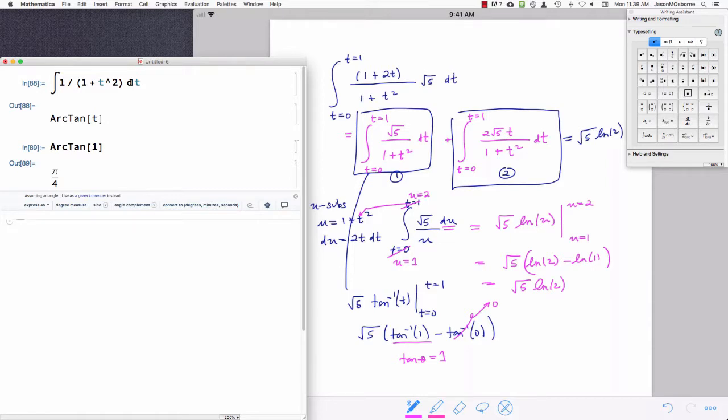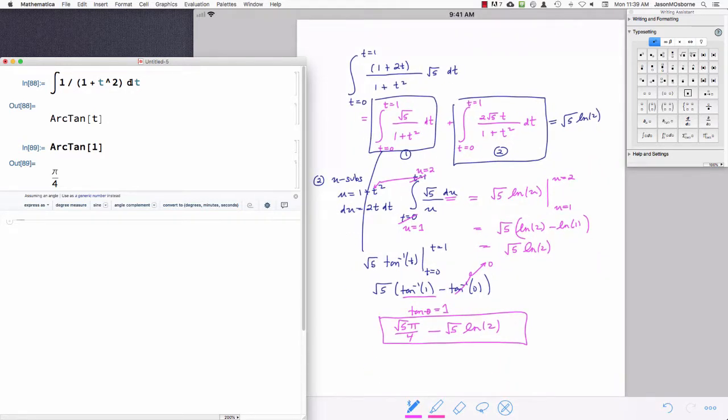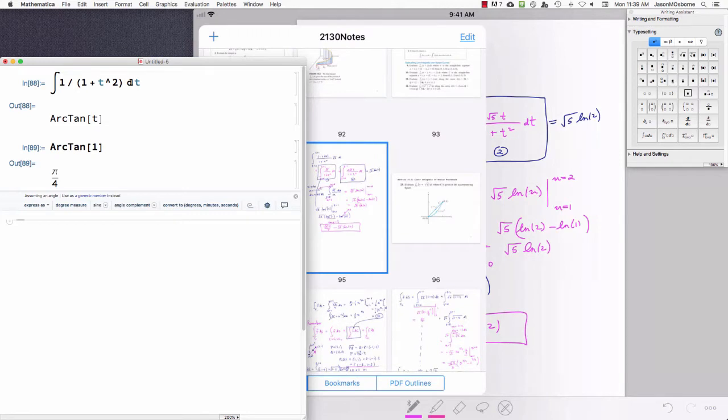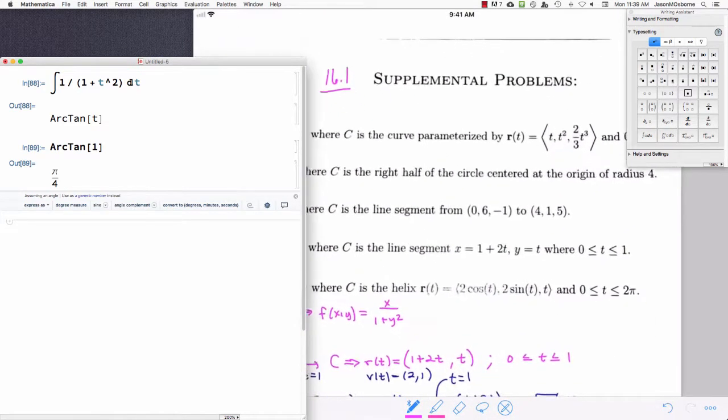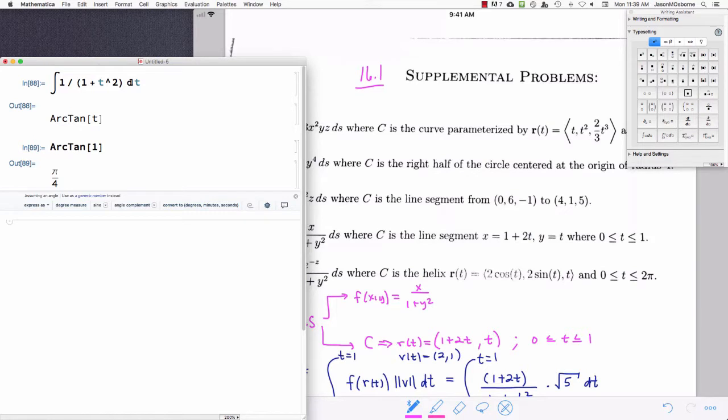So you will get square root of 5 pi divided by 4 minus square root of 5 logarithm of 2 as the answer for the problem that we just did. This answer I have in the box is the answer to the line integral of x over 1 plus y squared along this particular line. The next video will give you a geometric interpretation of this.